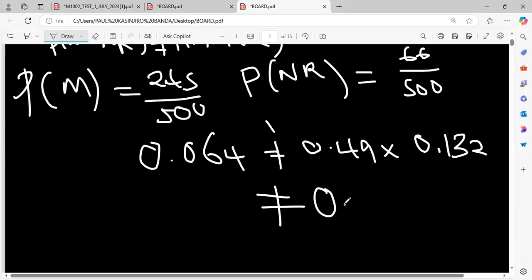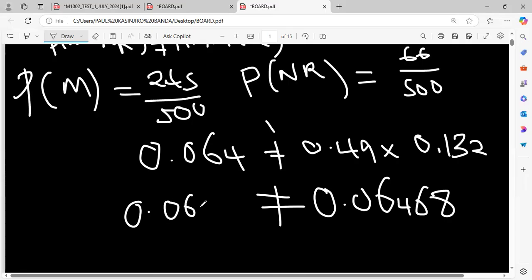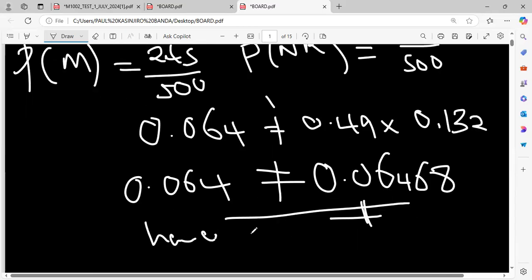So I'm getting 0.06468. So this 0.064 is not equal to the number that we have on the right-hand side. They may look similar, but they're not equal. This one is simply 0.064, and this one here is 0.06468. So they are not equal, and you can conclude that the events are hence not independent.